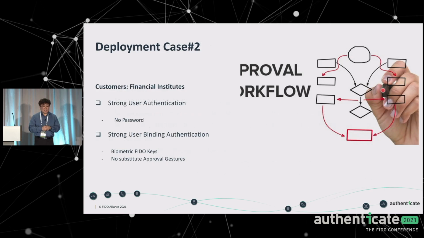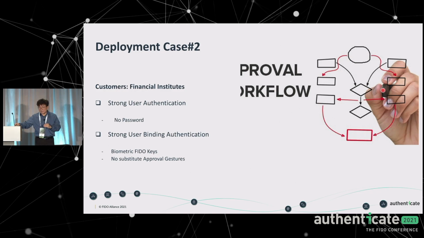Okay, the next one is for a financial institution that we are working with. Most of the approval process there is hierarchical approval. When you prepare some business proposals, you go up the hierarchy, and each layer of the hierarchy approves.